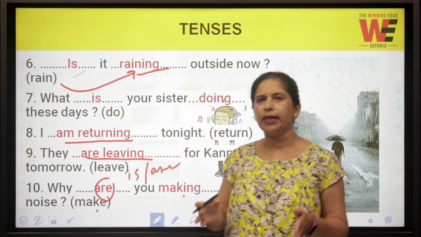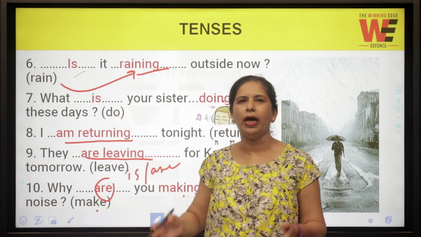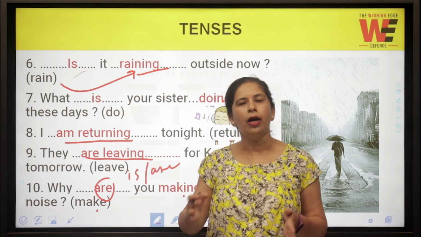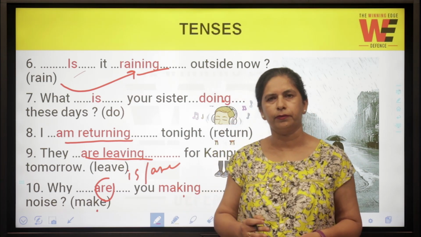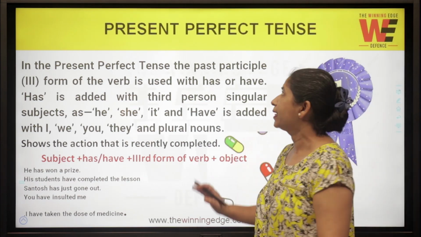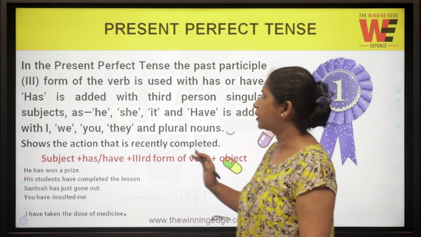So we have done sentences of simple present tense also and present continuous tense also. Next we are going to understand in detail the present perfect tense. Present perfect tense. ठीक है, अब इसमें क्या होता है?